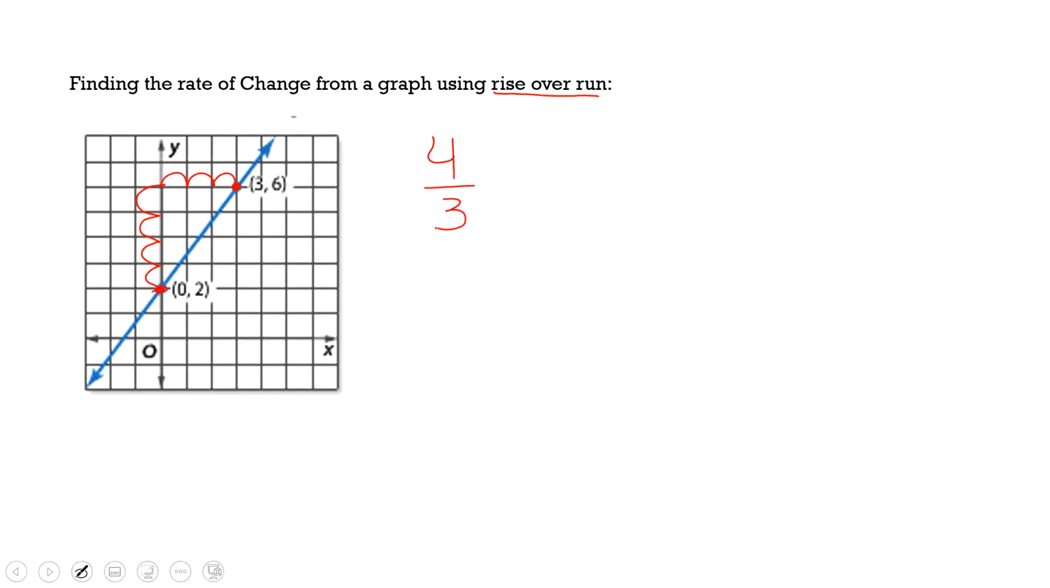Again, from our graph, it looks constant because the section of the graph we have is a straight line. So we can say that our rate of change here is 4 over 3. Make sense? Everybody good? Okay.